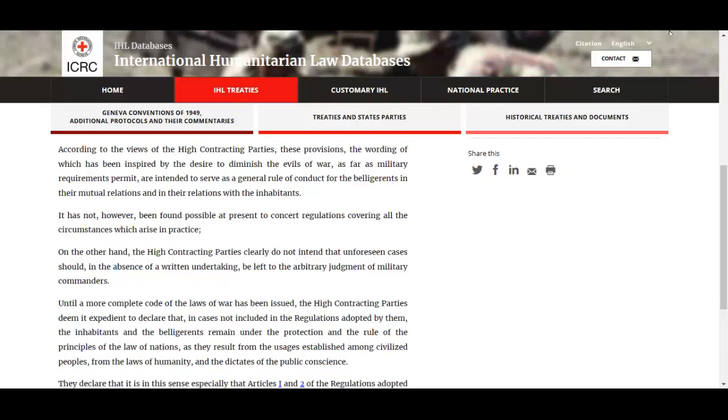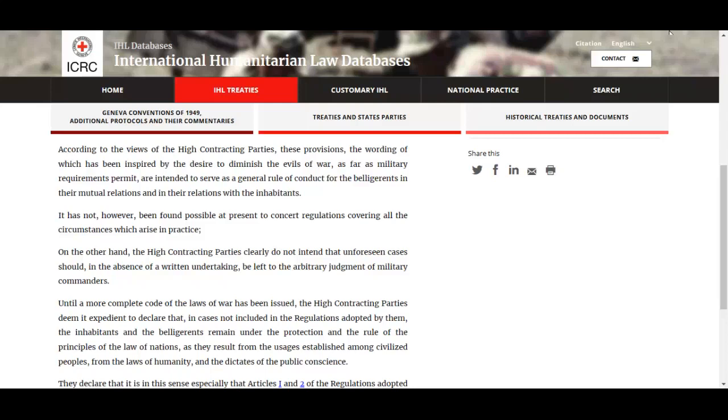On the other hand, the high contracting parties clearly do not intend that unforeseen cases should, in default of written agreement, be left to the arbitrary opinion of military commanders.